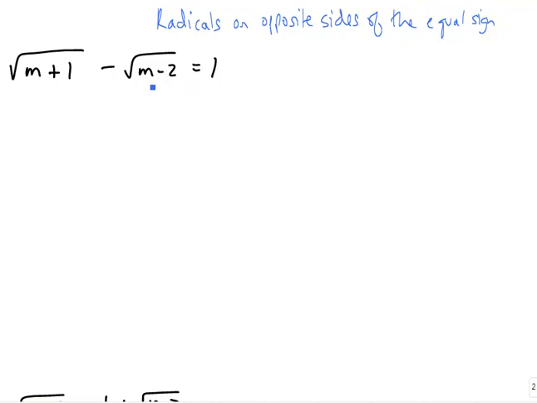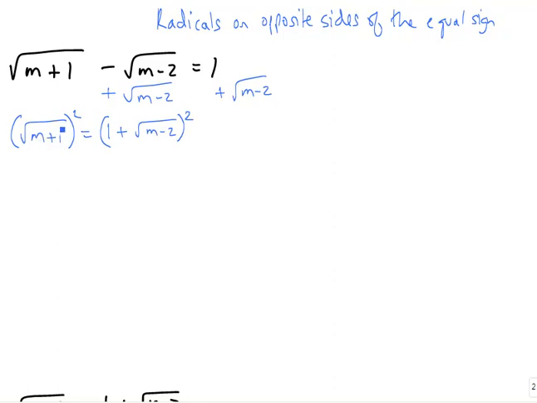So all we have to do to move one of them over is I'm going to add the square root of m minus 2 to the right side. So this becomes square root of m plus 1 equals 1 plus square root of m minus 2. So we have those radicals on opposite sides. That's about as much isolating as we can possibly do for this problem. So we're ready to square both sides. Now the left side won't be difficult. We're squaring a square root, so those will cancel out, giving me m plus 1.